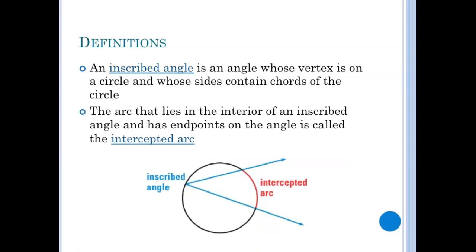Now you can see here in this diagram, these two blue lines, those are chords of the circle, and they form this inscribed angle, the angle whose vertex is on the circle. Now highlighted in red on the circle, that is the intercepted arc. That is the arc that this inscribed angle intercepts.